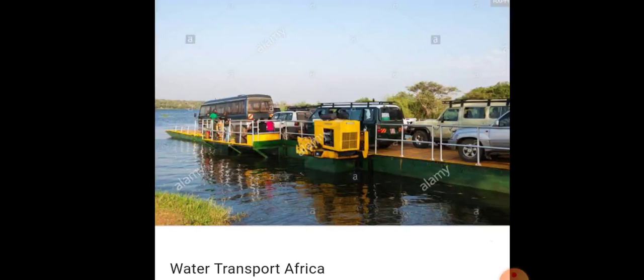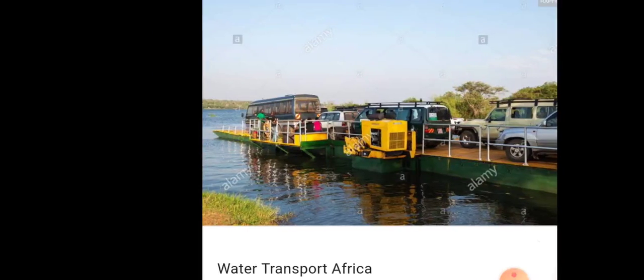Now, water transport. Although inland water transport is not suitable due to the presence of waterfalls and rugged terrain, sea routes are important in Africa. The Cape of Good Hope Sea Route connects West Africa with West European countries. The Suez Canal is another important name in the water transport system of Africa.